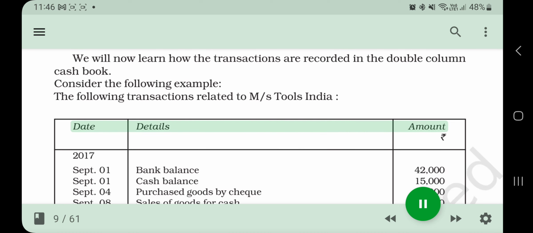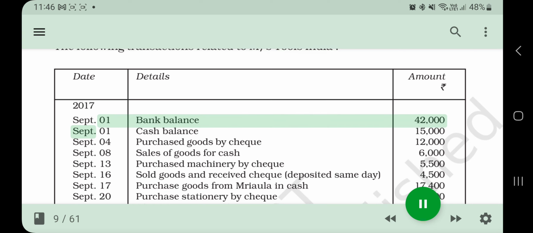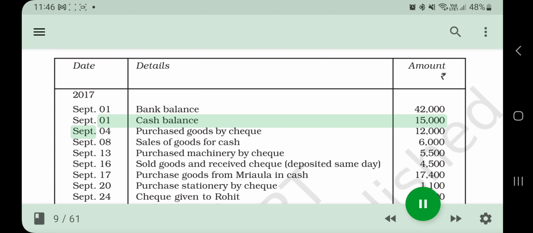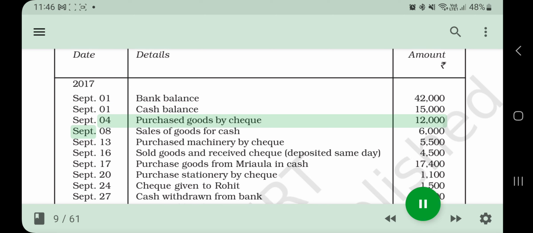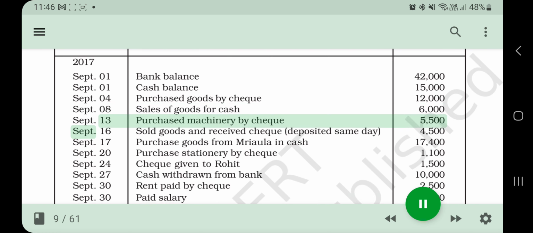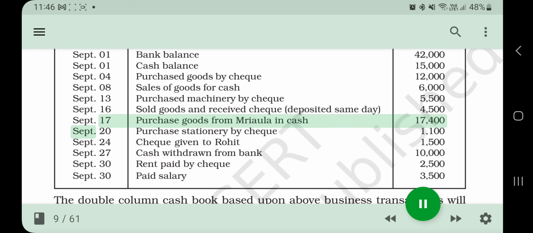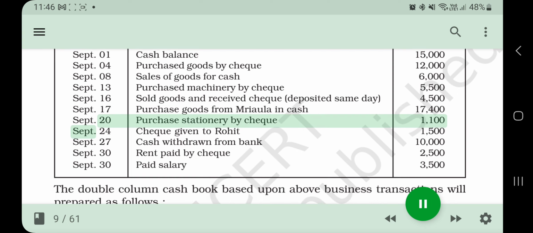Date, details, amount. 2017. Sept. 01, bank balance 42,000. Sept. 01, cash balance 15,000. Sept. 04, purchased goods by check 12,000. Sept. 08, sales of goods for cash 6,000. Sept. 13, purchased machinery by check 5,500. Sept. 16, sold goods and received check, deposited same day, 4,500. Sept. 17, purchased goods from Realtor in cash 17,400. Sept. 20, purchased stationery by check 1,100.